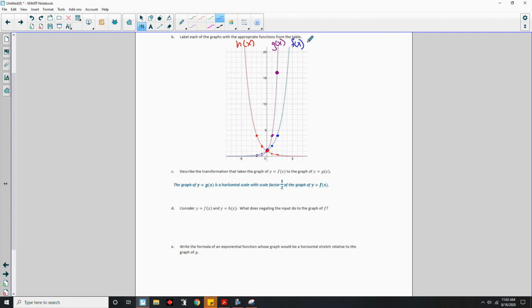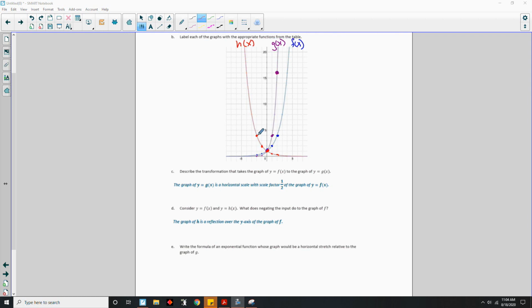D says consider y equals f of x, the blue one, and y equals h of x, the red one. What does negating the input do to the graph of f of x? So what did negating the exponent do to f of x to get it to h of x? Okay, the graph of h of x is a reflection over the y-axis of the graph of f. So every point that's on this blue line, if you go over to the y-axis, go over one more, you're at h of x.